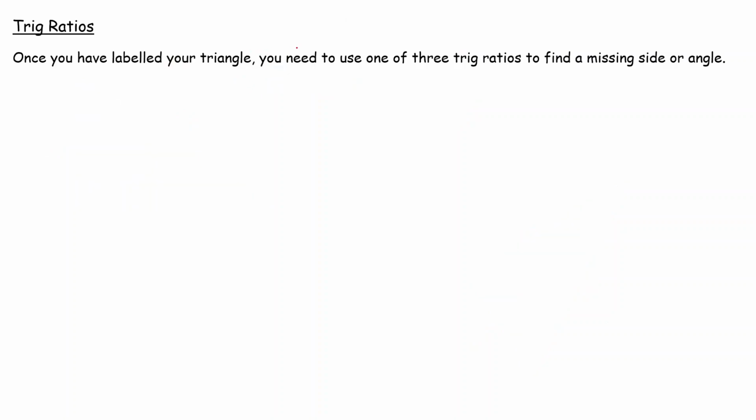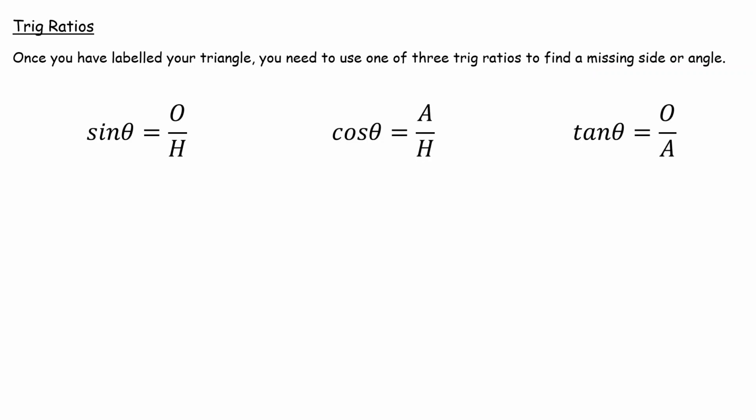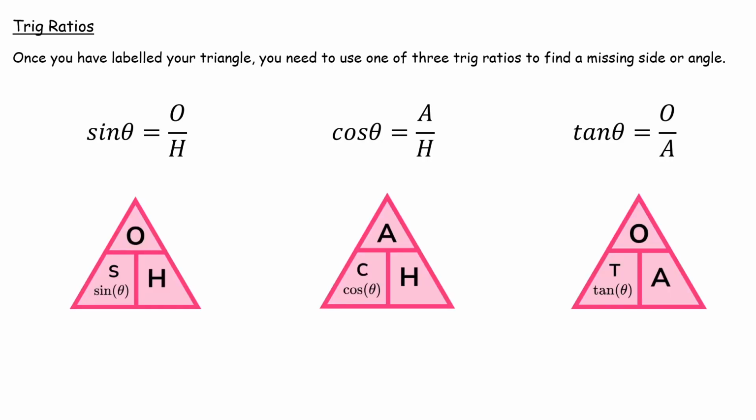So once you've labelled up your triangle, you need to use one of the three trig ratios to find a missing side or angle. And we've seen already, we've got sine theta is O over H, cos theta is A over H, and tan theta is O over A. And I like to use the trig triangles because I think they're really useful, particularly when you first start with trig, to find missing sides and angles. So this triangle here just puts this formula into the triangle.